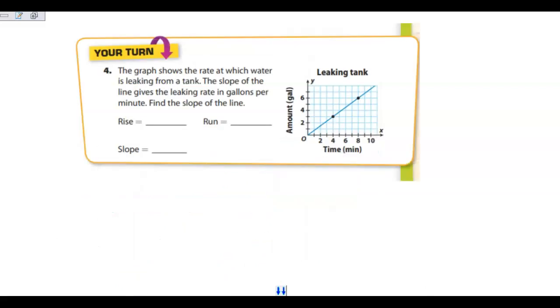Let's go ahead and try it on this one. The graph shows the rate at which water is leaking from a tank. The slope of the line gives the leaking rate in gallons per minute. Find the slope of the line. Well, the first thing we need to do is find the 2 points. So this one here is at 4, 3, and this one is at 8, 6.